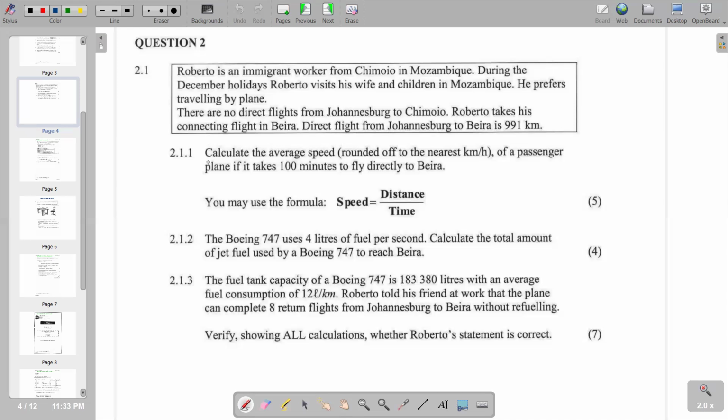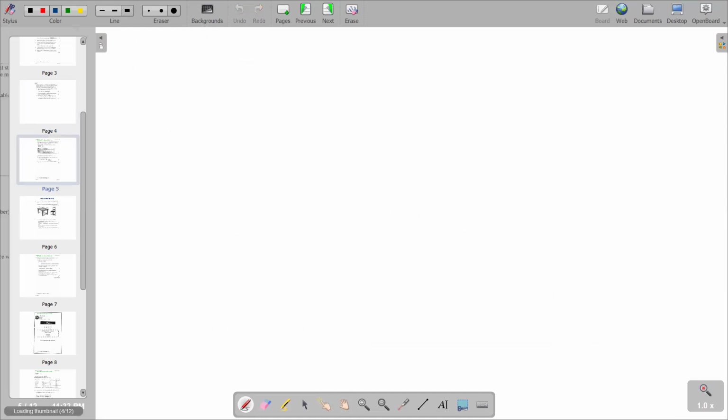The direct flight from Johannesburg to Beira is 991 kilometers. So our question reads: calculate the average speed (rounded off to the nearest kilometer per hour). So very important. We need to calculate the average speed of a passenger plane if it takes 100 minutes to fly directly to Beira. You may use the formula speed is equal to distance over time. So basically, this is the formula we have for calculating speed. So I'm going to our answer section. We have our 2.1.1, whereby we say speed is equal to distance over time.